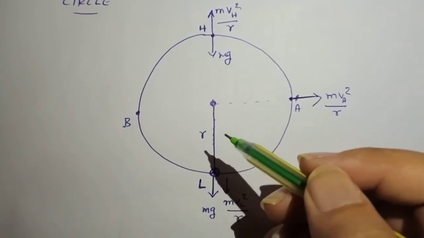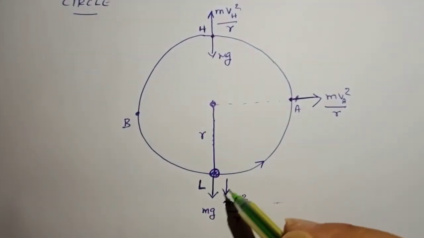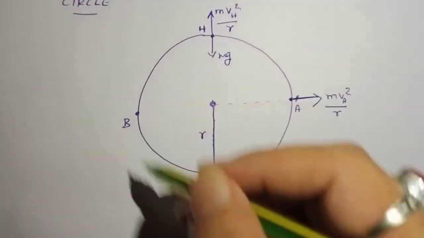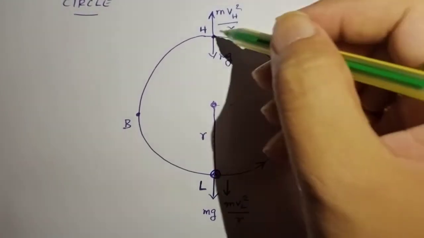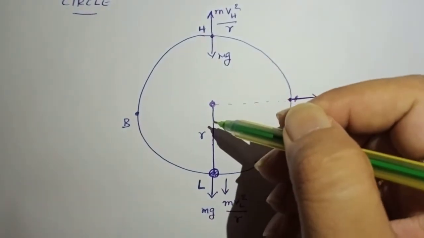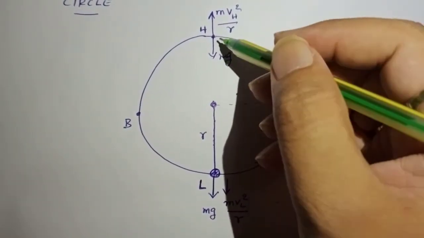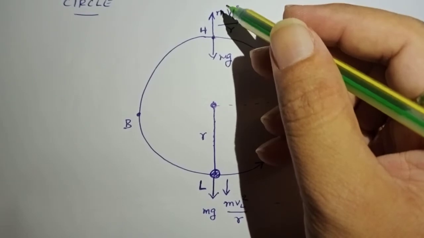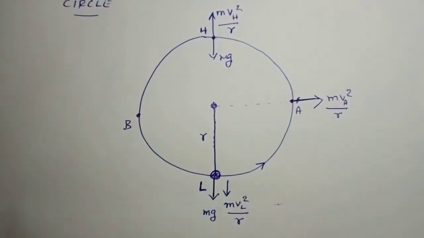Let us suppose you are taking a bucket of water and trying to rotate it in a vertical circle. When the bucket full of water goes here, if mg becomes greater, then the water will fall down on your head. So what is the minimum condition? mvH square by r should be greater than mg.